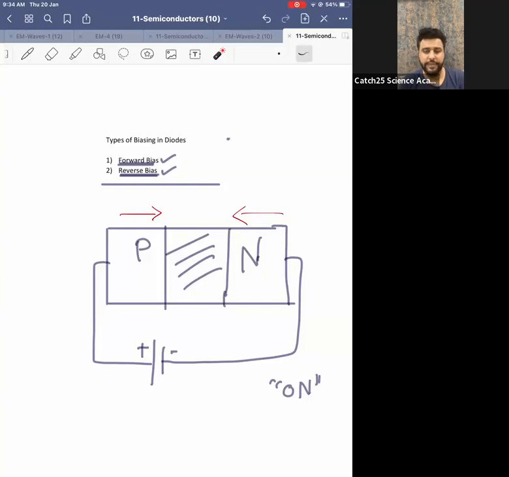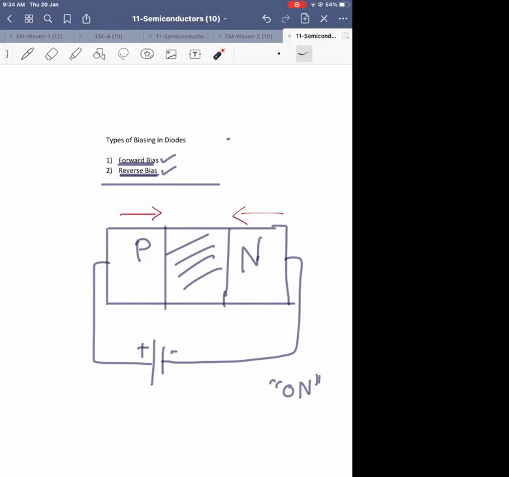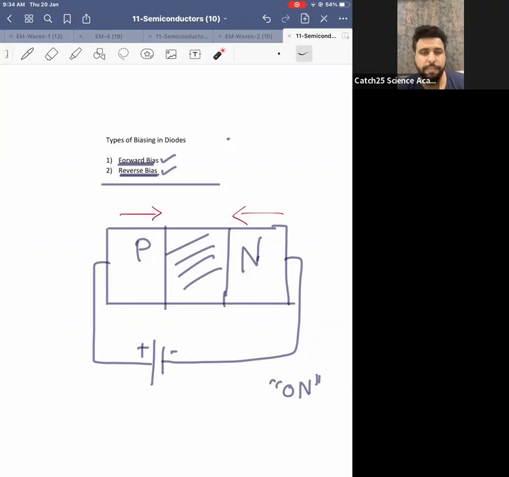This is the definition. Now write down the side heading, working. Forward bias PN junction diode. Now write the working very carefully. Listen to this. Write down.